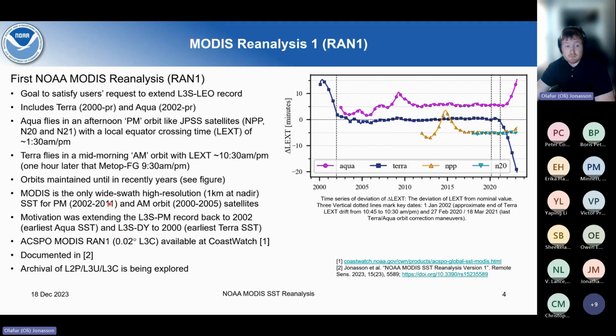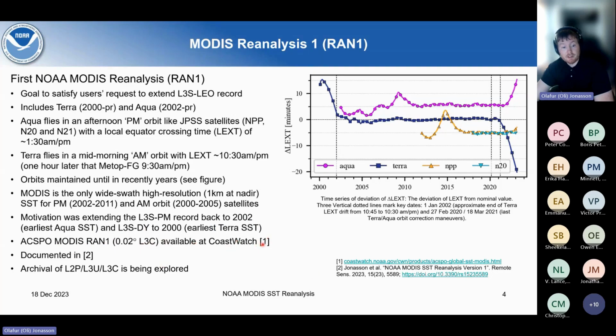MODIS is special because it's the only wide swath, high resolution, 1 kilometer native SST for the PM orbit from 2002 to 2011, until we had VIIRS, and for the AM orbit until we had Metop A AVHRR FRAC. So the motivation was extending the L3S LEO PM record back to 2002 and the L3S daily back to 2000, which is the earliest Terra SST. As of right now, ACSPO MODIS RAN1 data is available in L3C data format at CoastWatch. It's documented in this journal paper here.